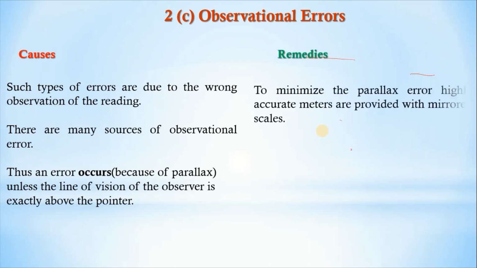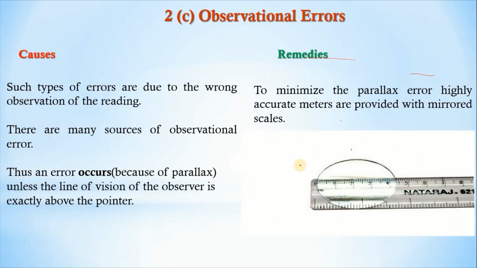So what are the remedies? To minimize the parallax error, highly accurate meters are provided with a mirrored scale. So here the mirror is provided. Based on that we can use the correct line of sight to get the proper reading. On the bevel protector also a mirror is provided to get proper readings of an angle. So these are the remedies to reduce the observational error.